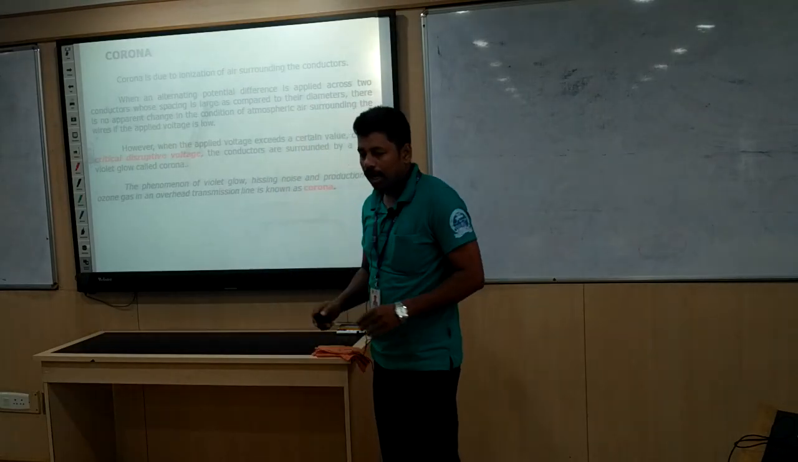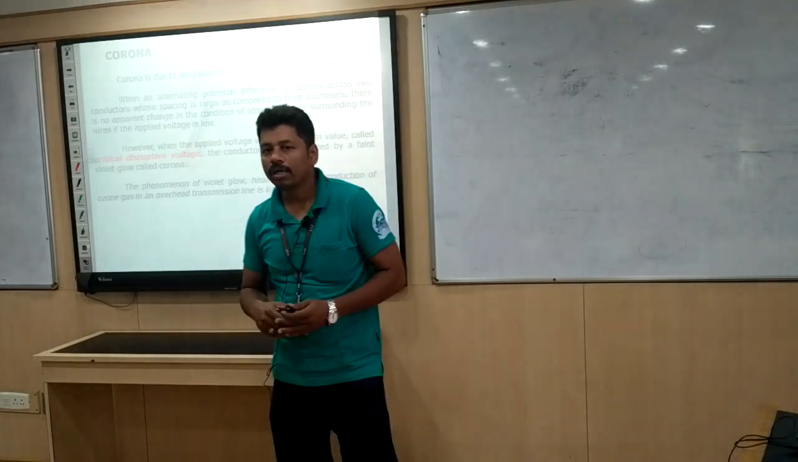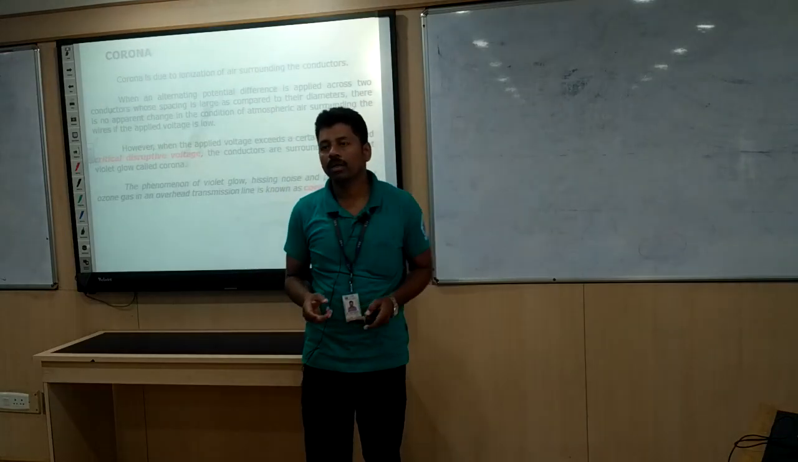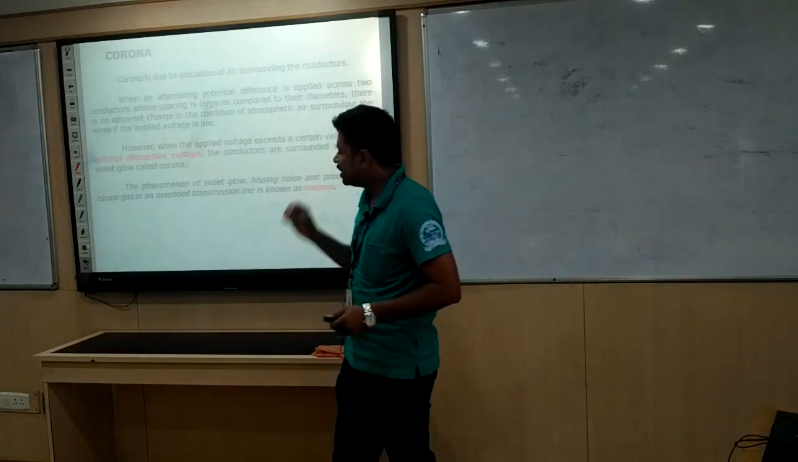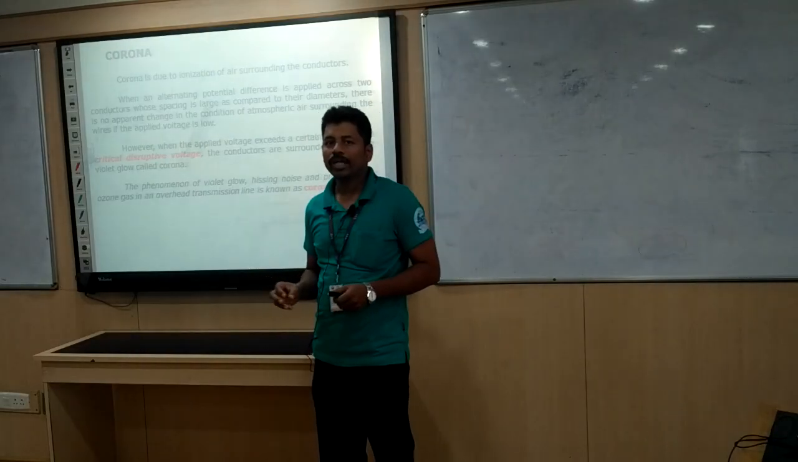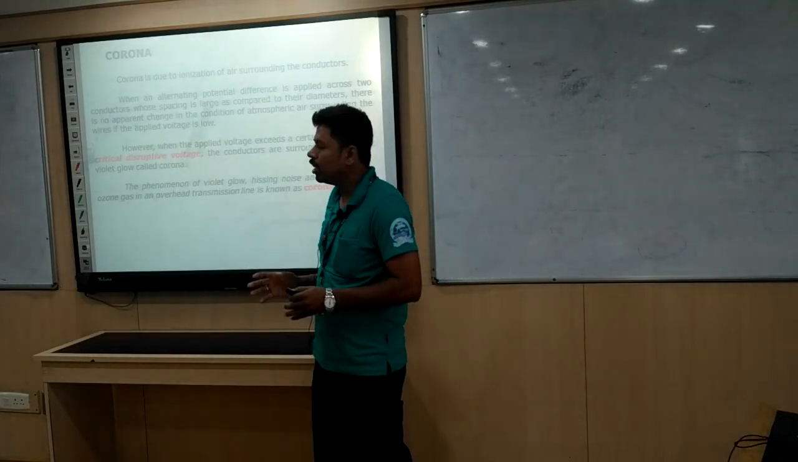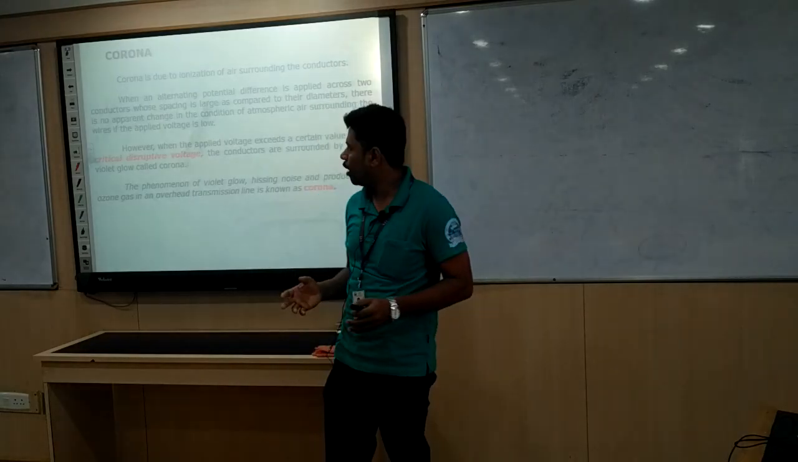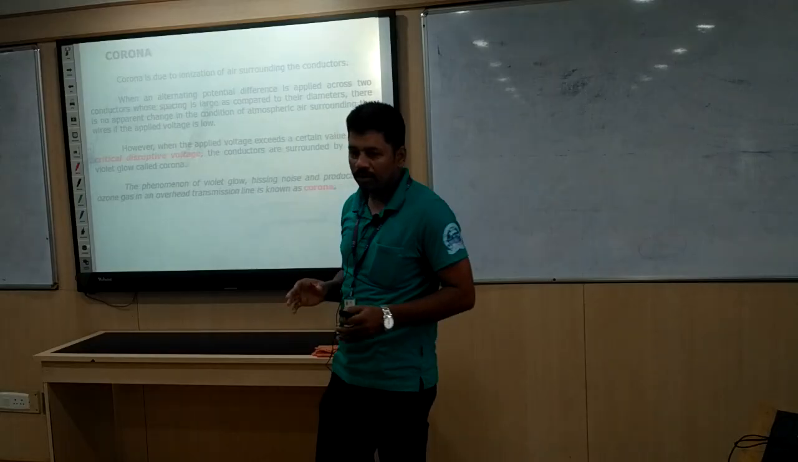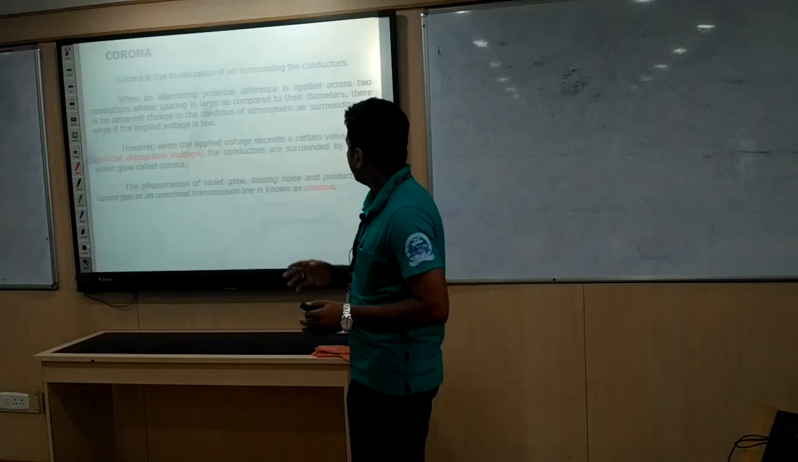Coming to corona. This is an important thing which occurs in the system. The definition of corona is a violet glow, hissing noise, and production of ozone gas. Why do we need to worry about corona? There are some advantages as well as disadvantages in corona. Corona is due to ionization of air surrounding the conductor.